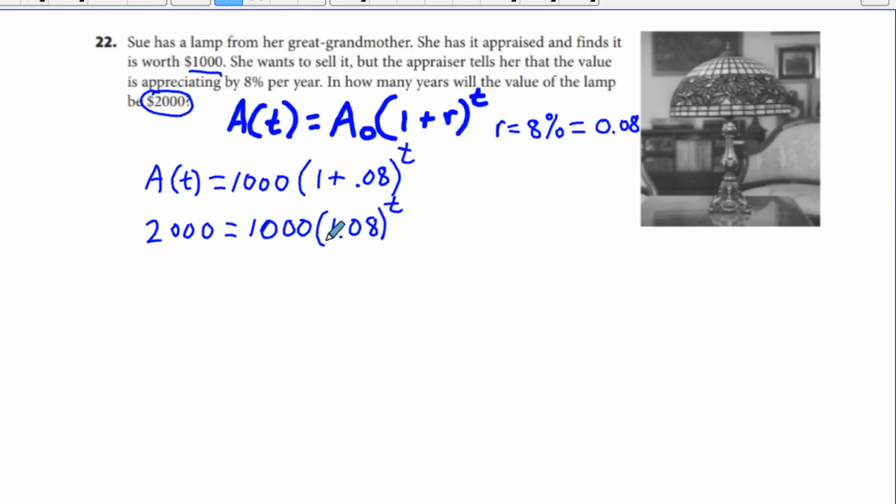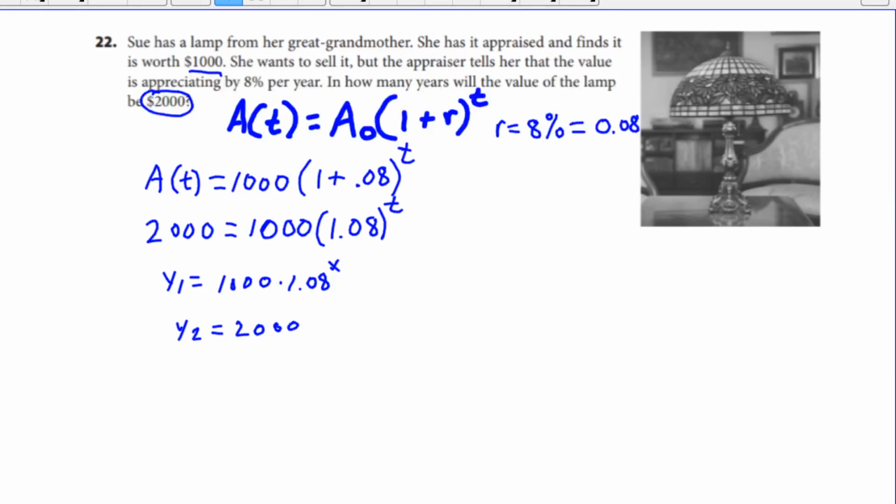Now we can solve for t using logarithms. Logarithms is where we're going to be going in a couple weeks, exponential functions and logarithms. But what we're going to do is solve this equation by graphing, and we're going to write down two separate equations here and find where they intersect. We're going to put y1 is equal to 1,000 times 1.08 to the power of x, and y2 is equal to 2,000.